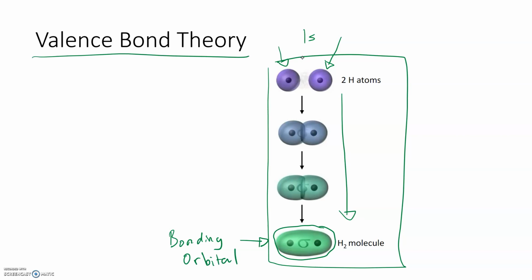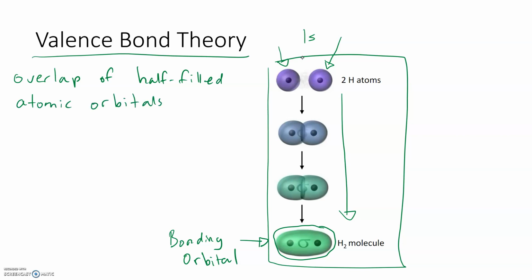So essentially, the definition of the valence bond theory, roughly, is the overlap of half-filled atomic orbitals to create bonding orbitals.